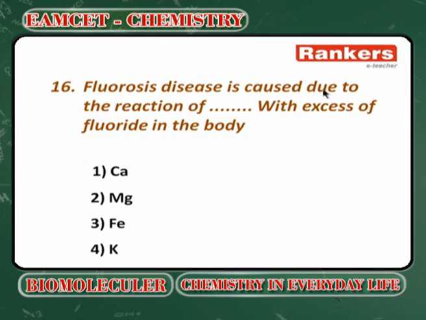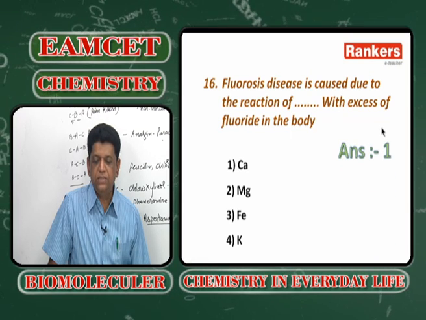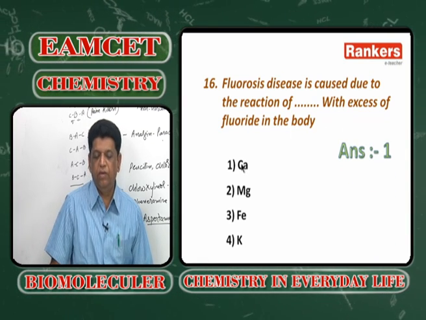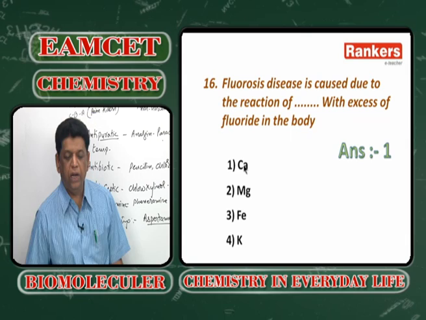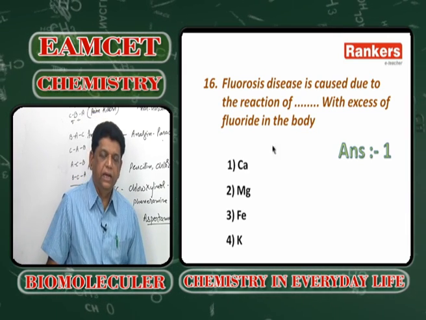Fluorosis disease is caused by the reaction of calcium with excess fluorine in the body. Calcium deficiency leads to the bones twisting and all that. So, the answer 1 is the right answer. Next.